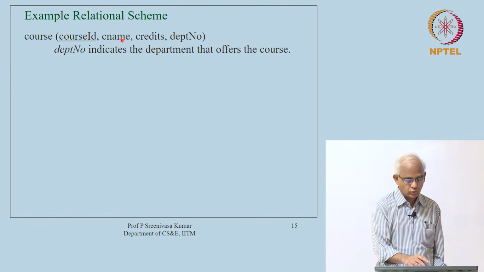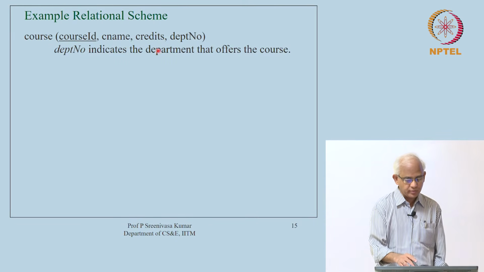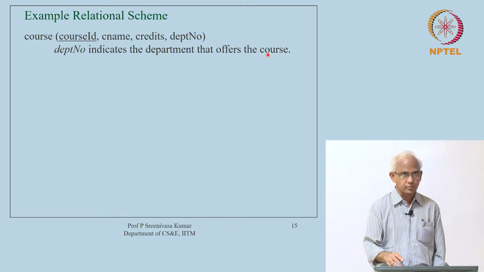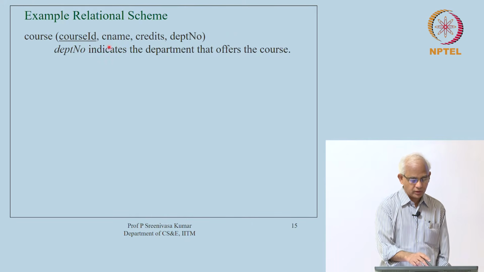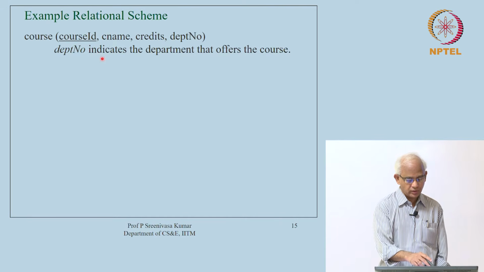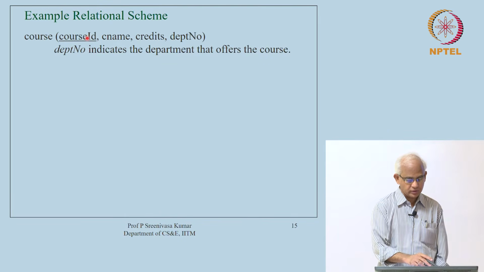So, C name is the course name and each course has certain credits, right, the number of credits that you earn if you complete that course, and then department number indicates the department that offers that particular course, and then the course ID. So, we use a course ID to identify the courses. So, it will act like a key for the course relation.